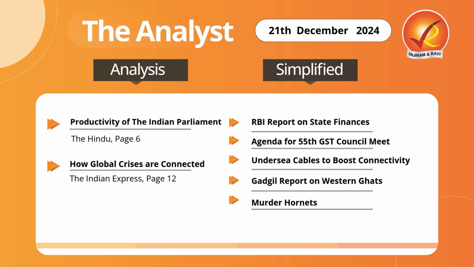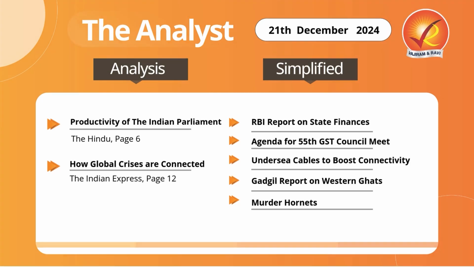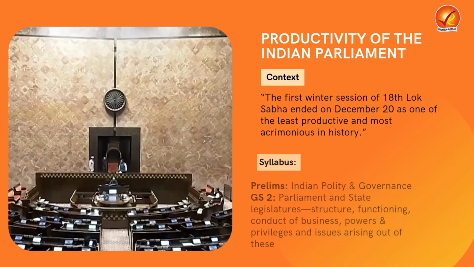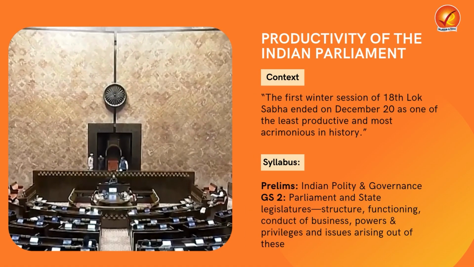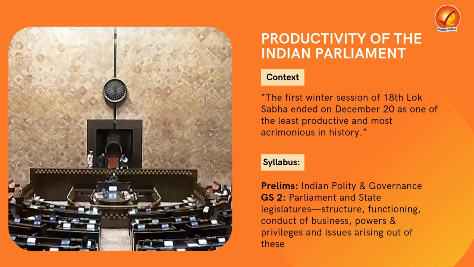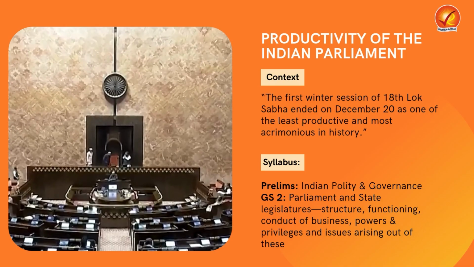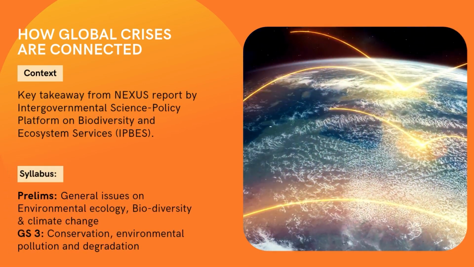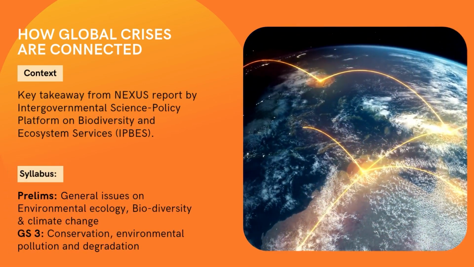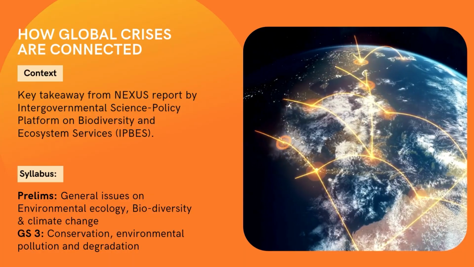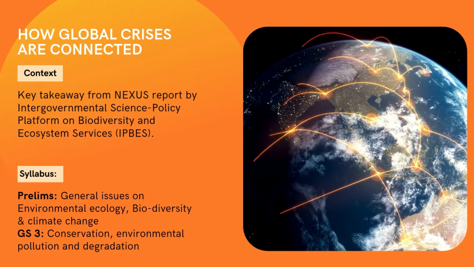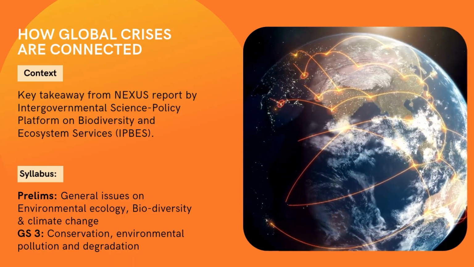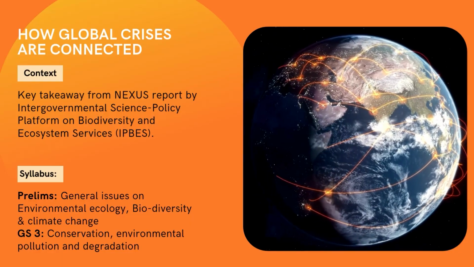Now, in our first part, we'll be taking up 2 articles for analysis. The first article is on the recent decrease in productivity of our Indian Parliament and the various suggestive ways forward for the country. In the next one, we will be looking at how global crises are connected and highly dependent upon each other, such as climate change, water use, land use changes, and so on. This is in relation to a recent report.